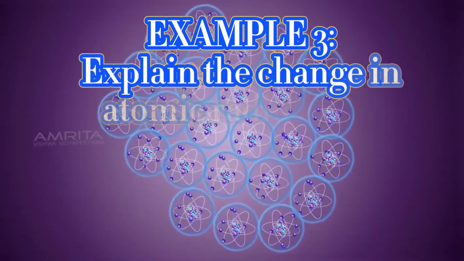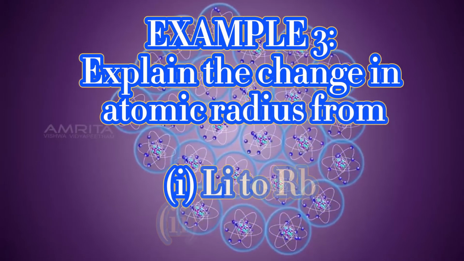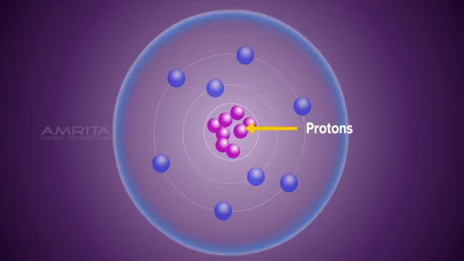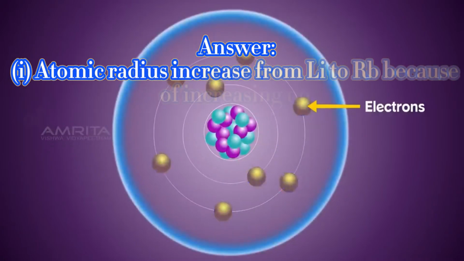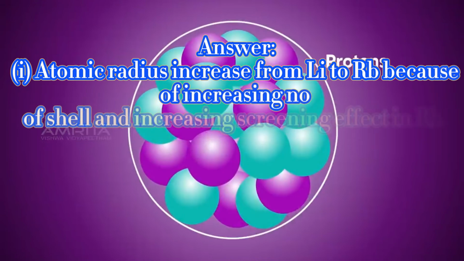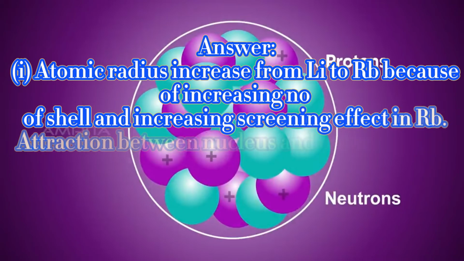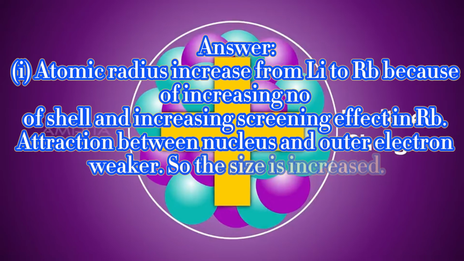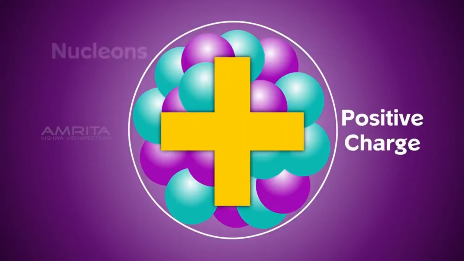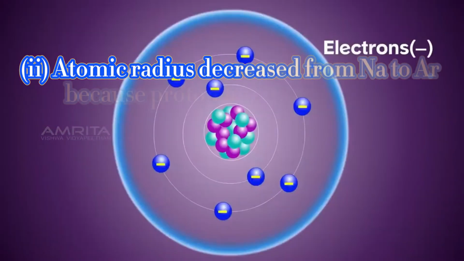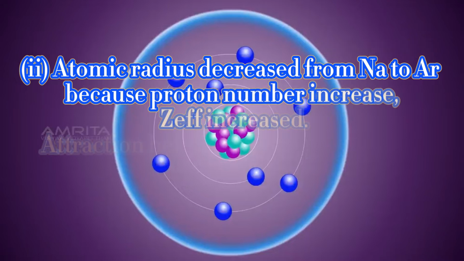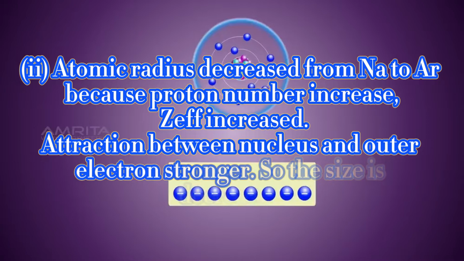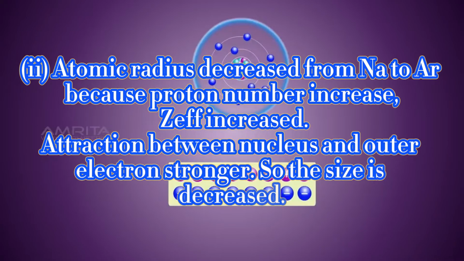Example 3. Explain the change in atomic radius from first, lithium to rubidium, second, sodium to argon. The answer: atomic radius increased from lithium to rubidium because of the increasing number of shells and increasing screening effect in rubidium. Attraction between nucleus and outer electron is weaker, so the size increases. The second answer: the atomic radius decreased from sodium to argon because proton number increased, Z effective increased. Attraction between nucleus and outer electron is stronger, so the size decreases.